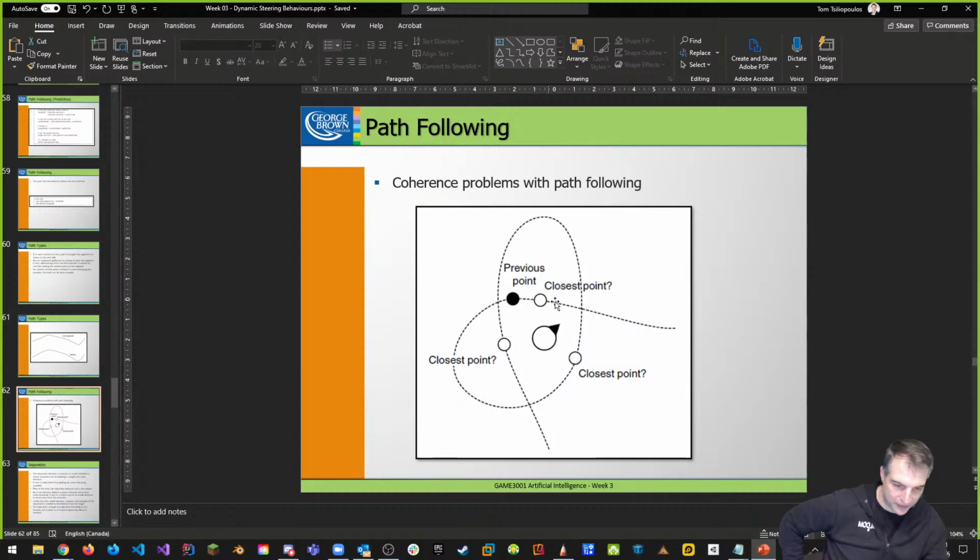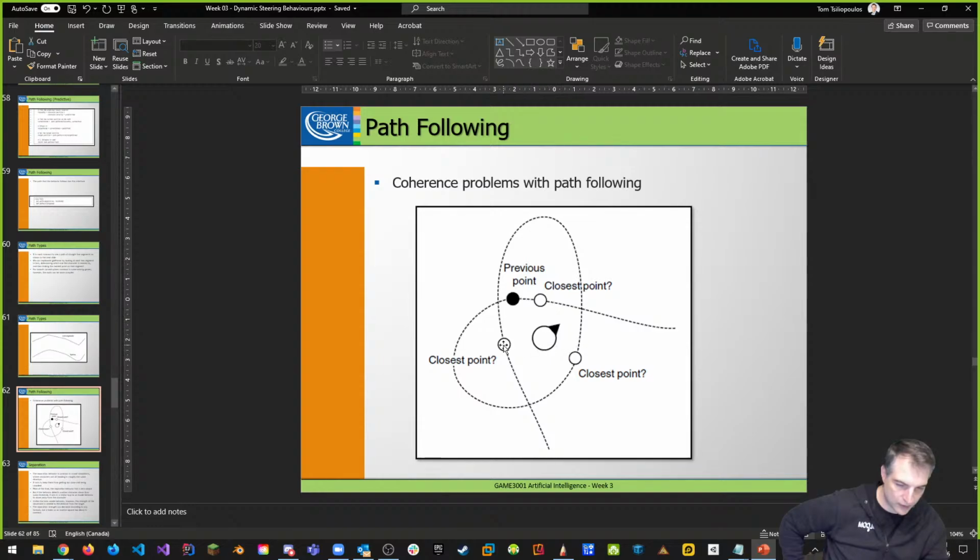And now what's going to happen is, I've got a bunch of closest points. These are all equidistant from the target. I can go here. I can go here. Or I can go here. Which one do I choose, right? And where is the target right now, right? So, depending on which one I choose, I can make the wrong choice.